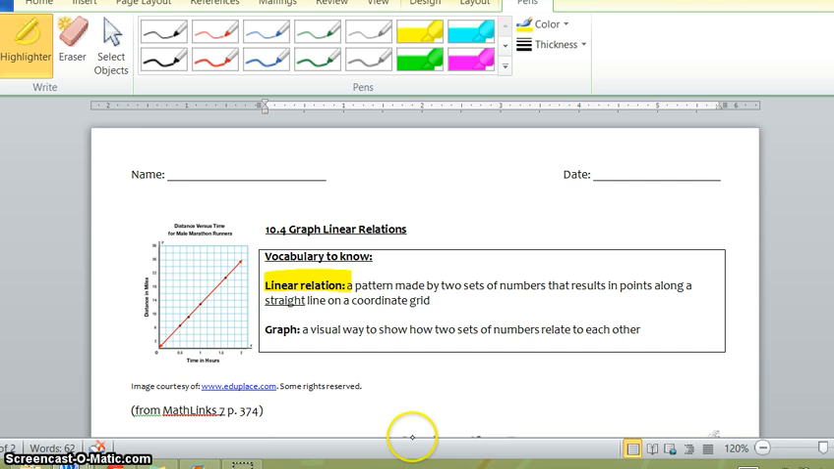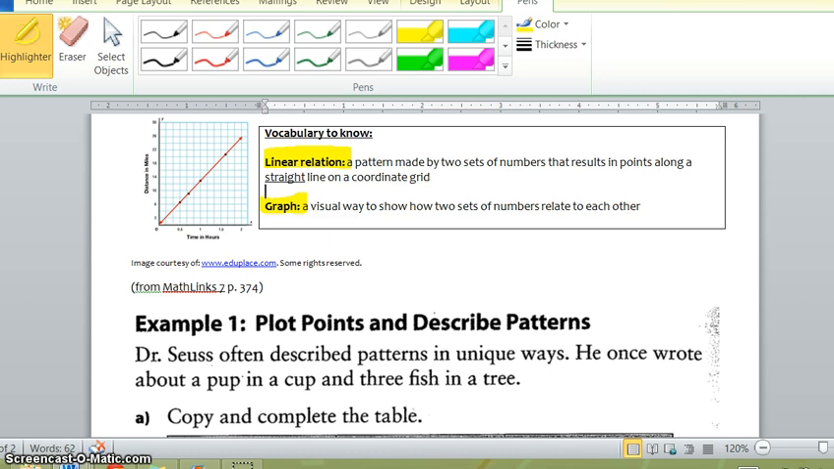You actually informally dealt with linear relations last year when we were trying to figure out the pattern between x and y coordinates. As you can see in the example here, too, this would be one example of a linear relation where you have two sets of numbers here, and it results in a point on a straight line on a coordinate grid. Now, the next vocab word is pretty straightforward. It's a graph, and it is basically referring to a visual way to show how two sets of numbers relate to each other.